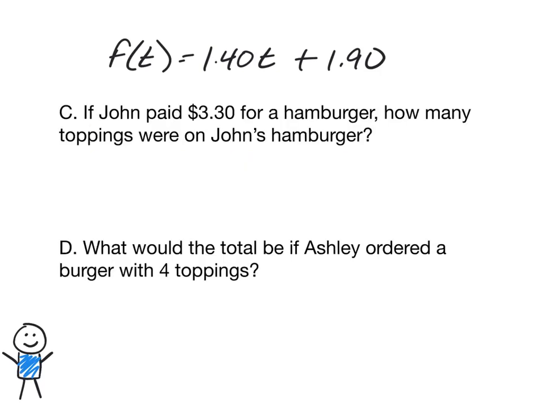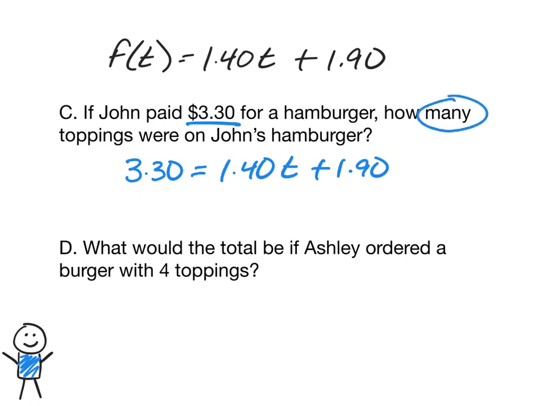The next question says, if John paid $3.30 total for a hamburger, how many toppings were on John's hamburger? So I'm going to write an equation set up to solve for the t, which would give me the number of toppings. The total paid, $3.30, equals $1.40 per topping plus $1.90. I'm able to use my rules for solving an equation to figure out how many toppings he actually got for his hamburger.